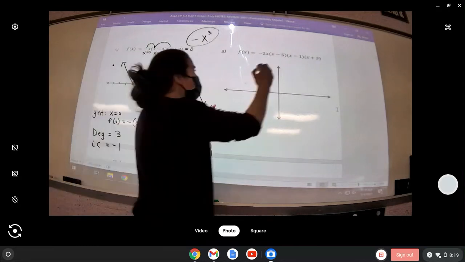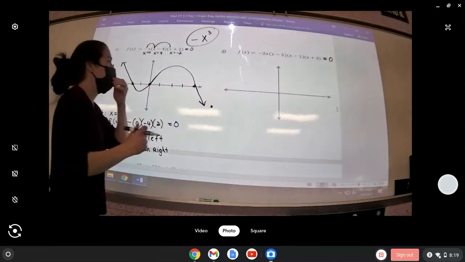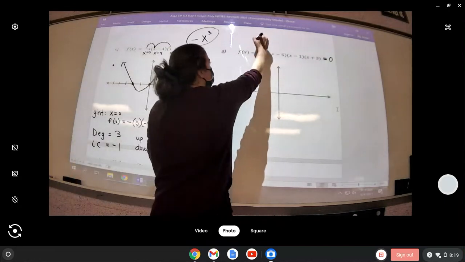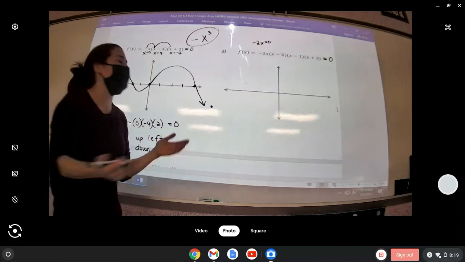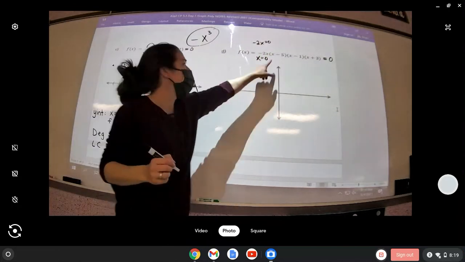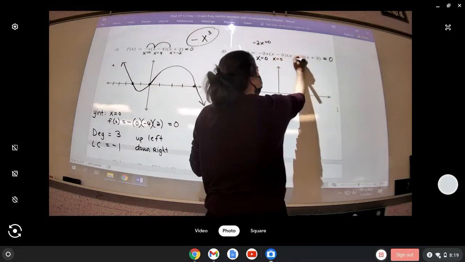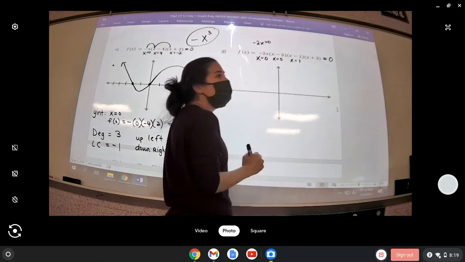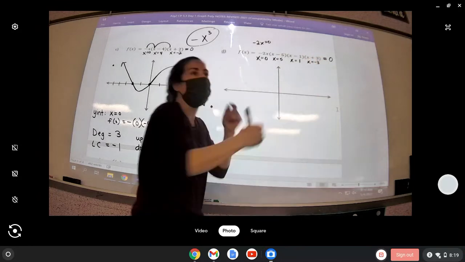Let's set it equal to 0 and get our x-intercepts. Guys, if I set -2x equal to 0, you divide by -2, you're getting 0. It's x equals 0. I set this equal to 0, I get 5. I set this equal to 0, I get 1. I set this equal to 0, I get -3. Let's put them on the graph.